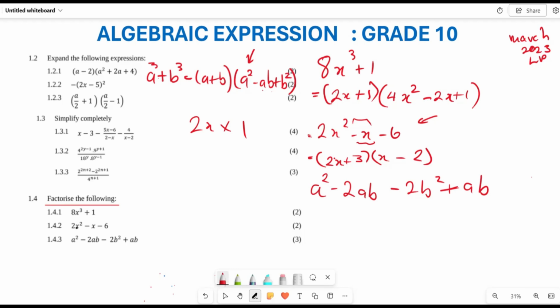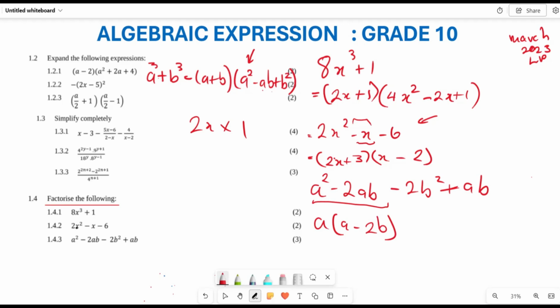I want us to look at this. If you just look at the first two terms, is there anything that is common between them? Surely you can see that you have an a that is common here. So if you take out the a, you are left with a subtract 2b. This is a subtract 2b if I take out the a as my common factor.